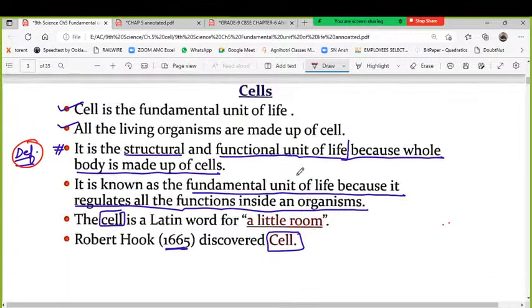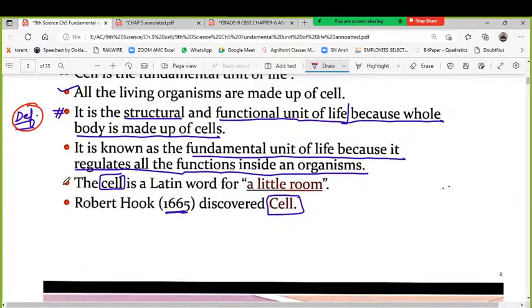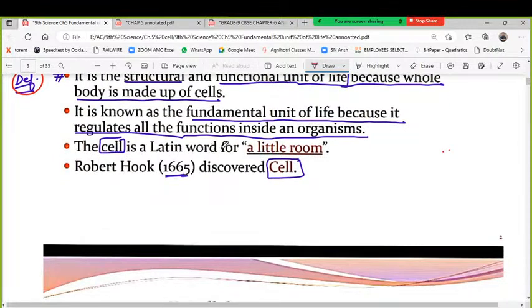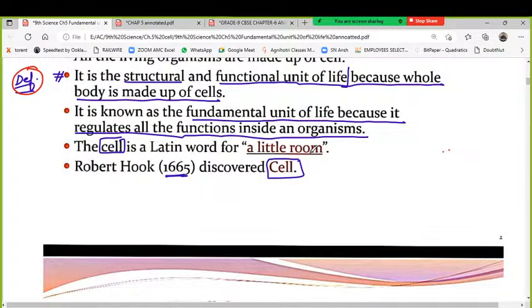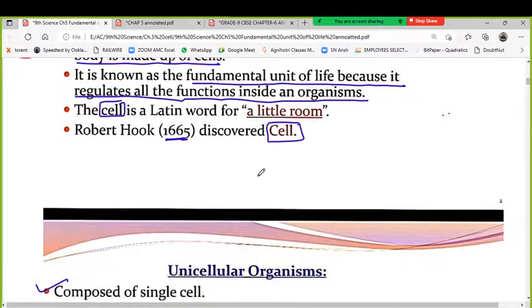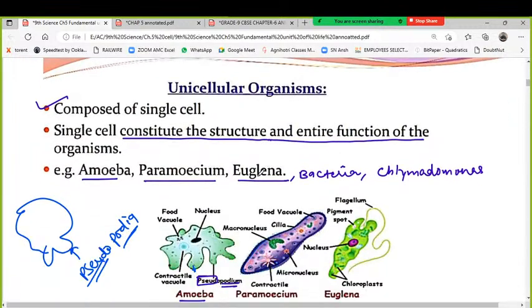Then you can just quickly revise the cell. The cell is the fundamental unit of life. All living organisms are made up of cells. It is the structural and functional unit of life, because all the body is made up of cells. It is known as the fundamental unit of life because it regulates all the functions inside an organism. And cell in Latin means a little room, and I have already told you that when he discovered and observed the cell, he found that it looks like a honeycomb and all those compartments are so little. That's why he named it cell, which in Latin means a little room. And in 1665 Robert Hooke did this. Then unicellular, multicellular, prokaryotic, eukaryotic.